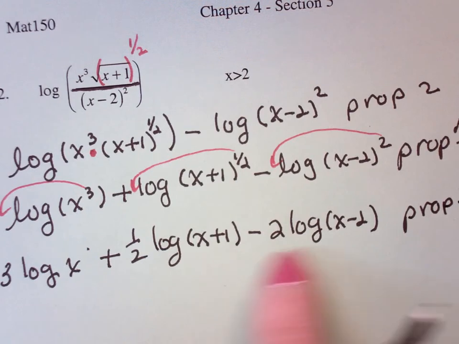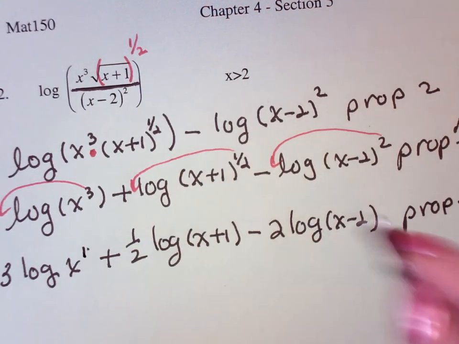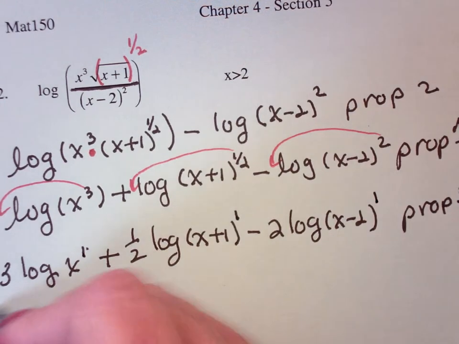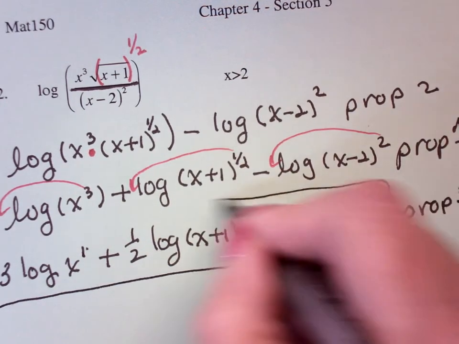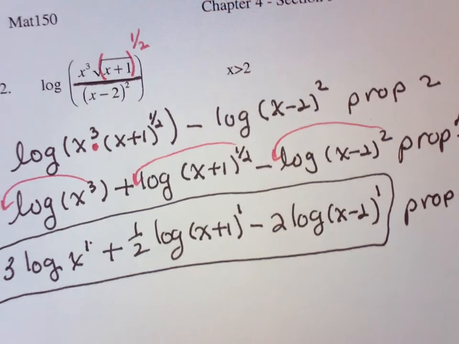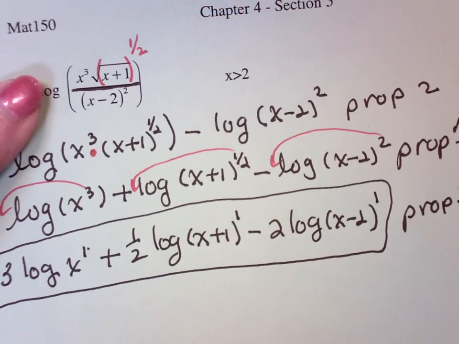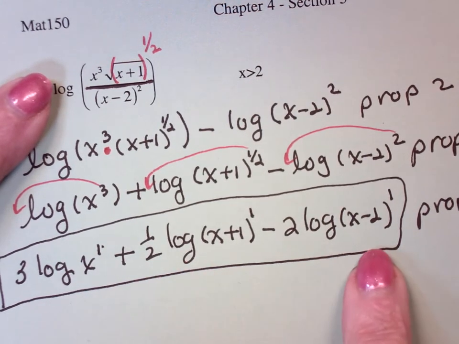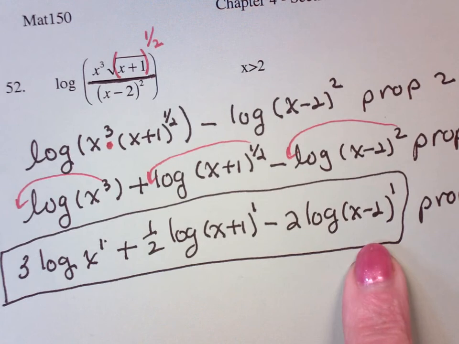Everybody has exponents of 1. So x has an exponent of 1, x plus 1 has an exponent of 1, x minus 2 has an exponent of 1. So that's my final answer. So if you think about the original problem, that's pretty ugly. When you're looking at this guy, he's going to be easy to work with because he's much, much simpler. He has no radicals. He has no exponents. He's just going to be a heck of a lot easier to deal with.